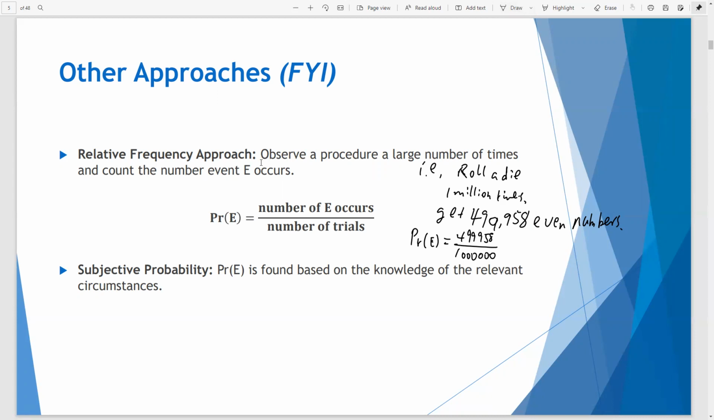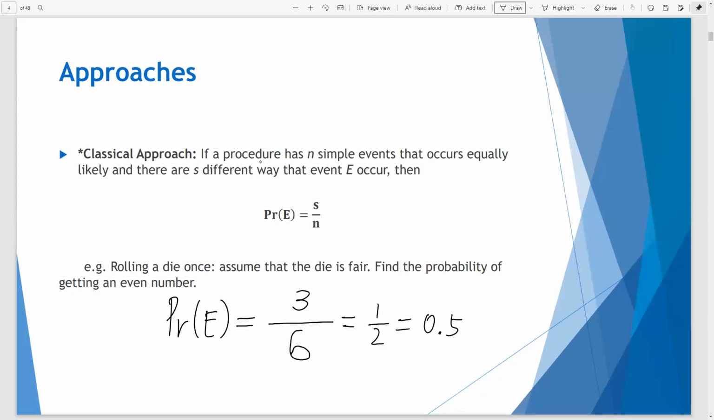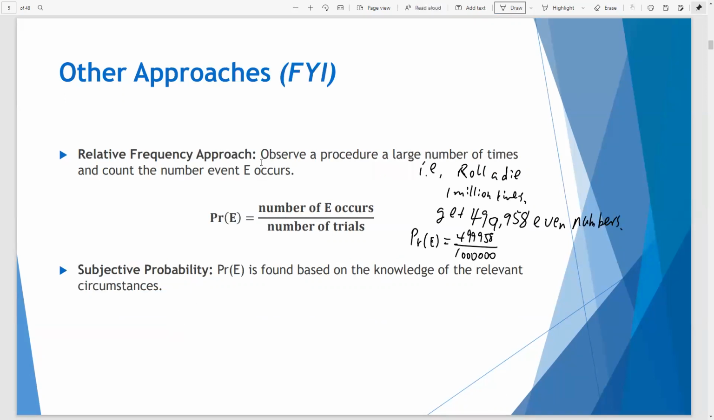Also, the subjective probability is where the likelihood is found based on the knowledge of relevant circumstances. So it is also just based on knowledge, and will not be that accurate. Ideally, what we use is just the classical approach in our course, right? So those 2 approaches are just for information. You may see other approaches possibly.